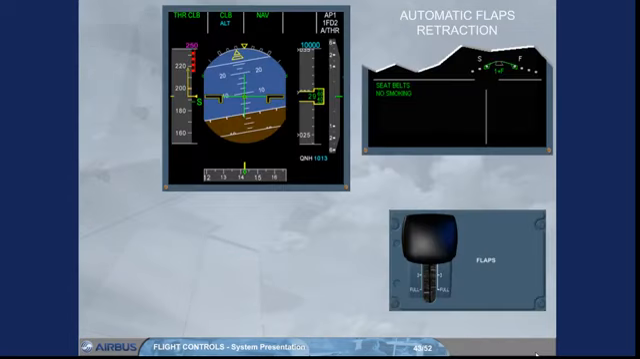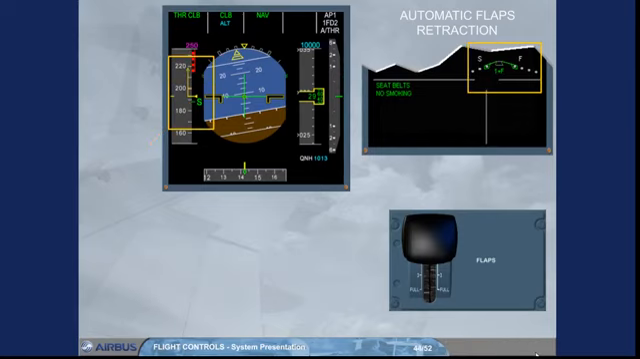If we perform a takeoff in configuration 1 plus F, flaps 0 would normally be selected when the airspeed is increasing through S speed, which is the minimum speed for slat retraction. To demonstrate the automatic flap retraction, we will delay this action.